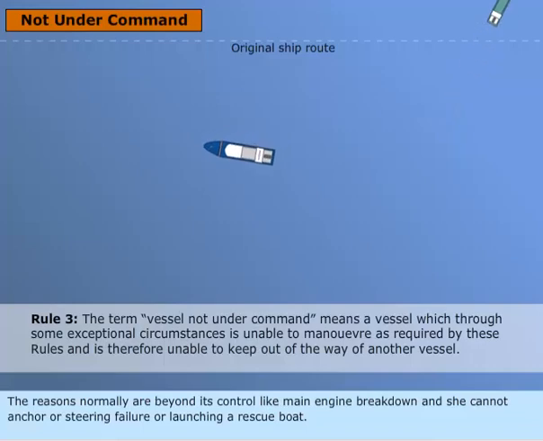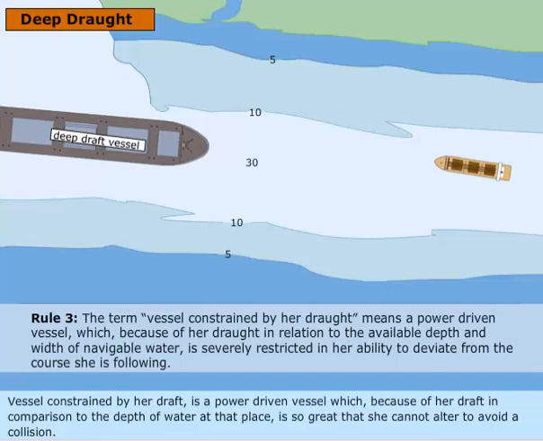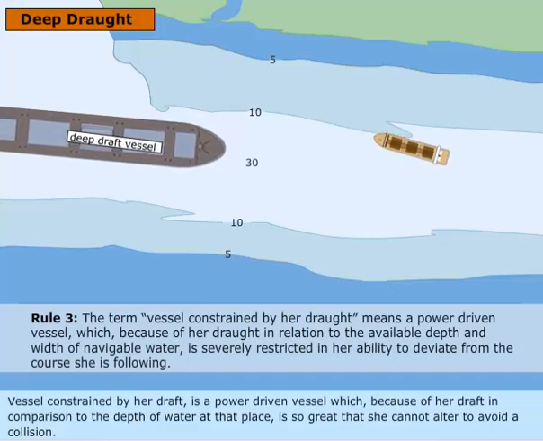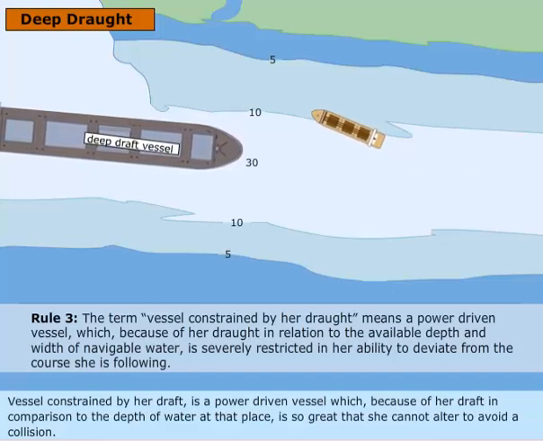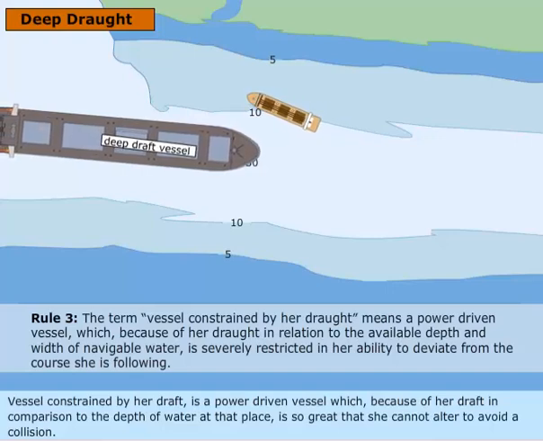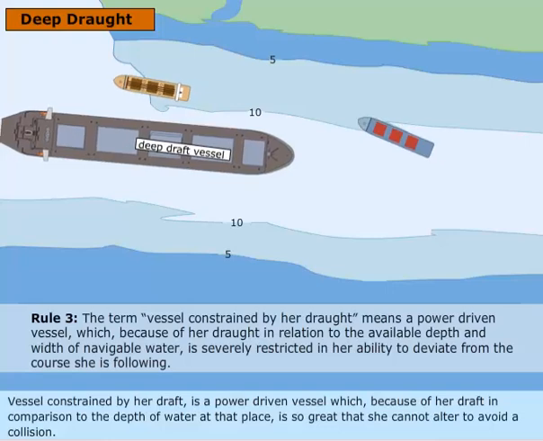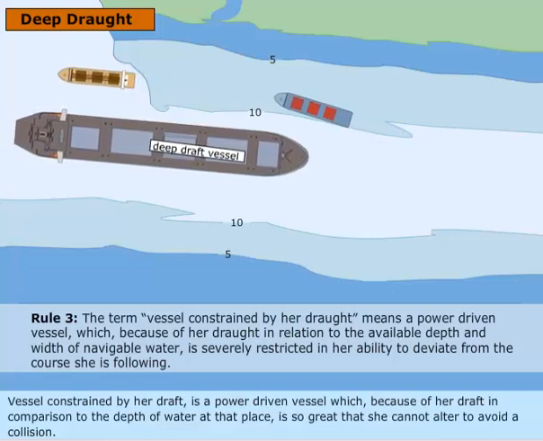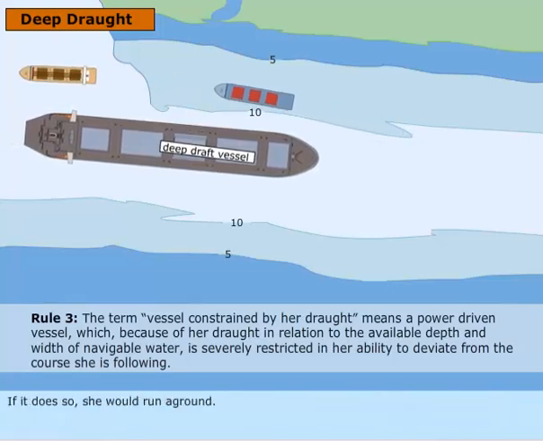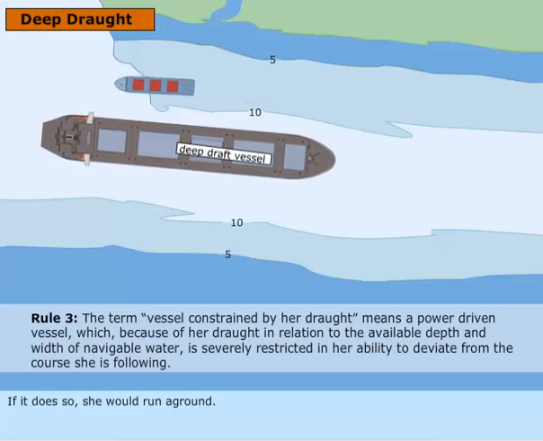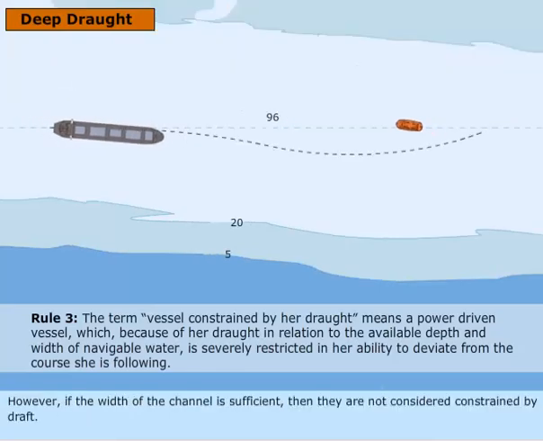Vessel constrained by her draft is a power-driven vessel which because her draft in comparison to the depth of water at that place is so great that she cannot alter to avoid a collision. If it does so, she would run aground. However, if the width of the channel is sufficient, then they are not considered constrained by draft.